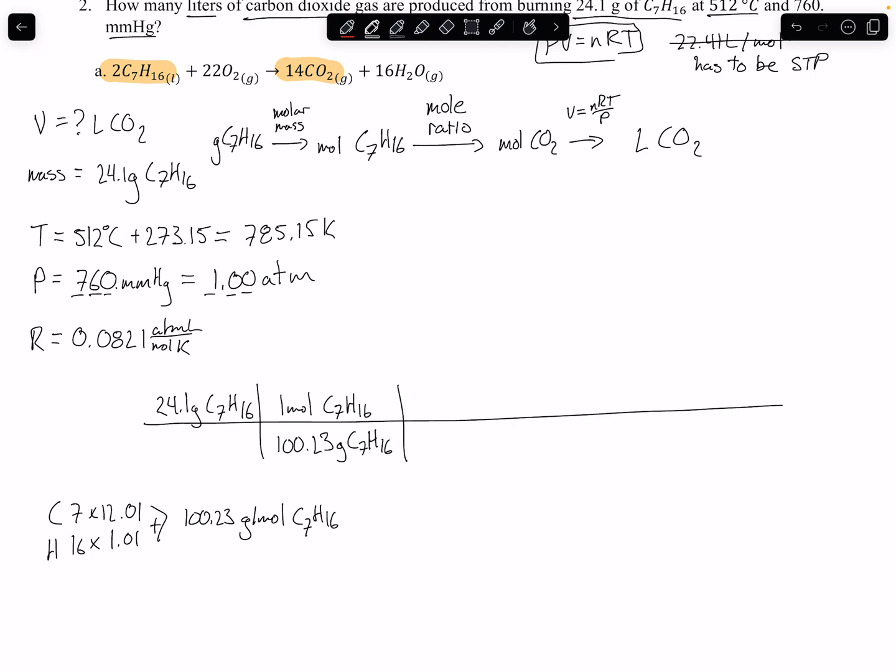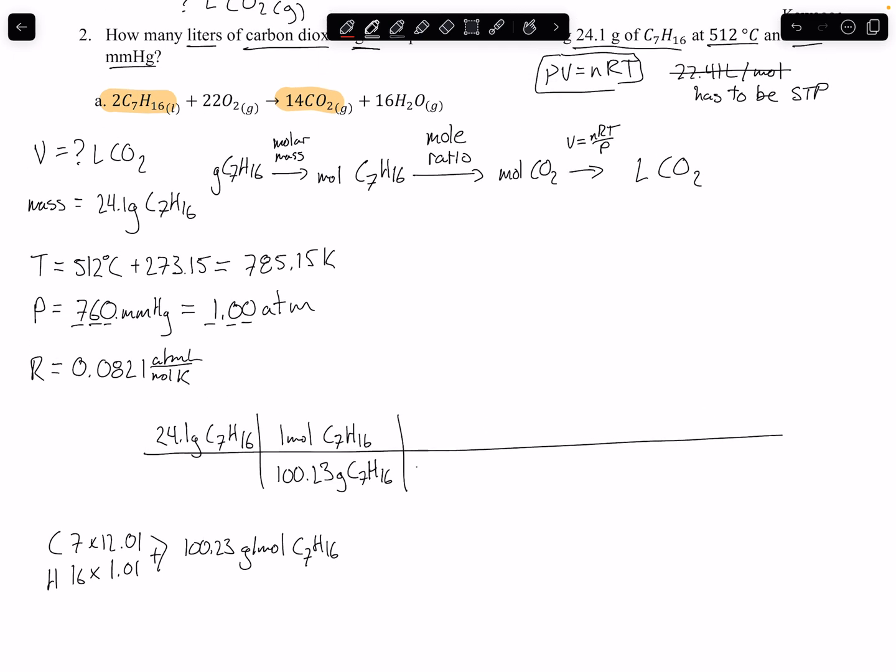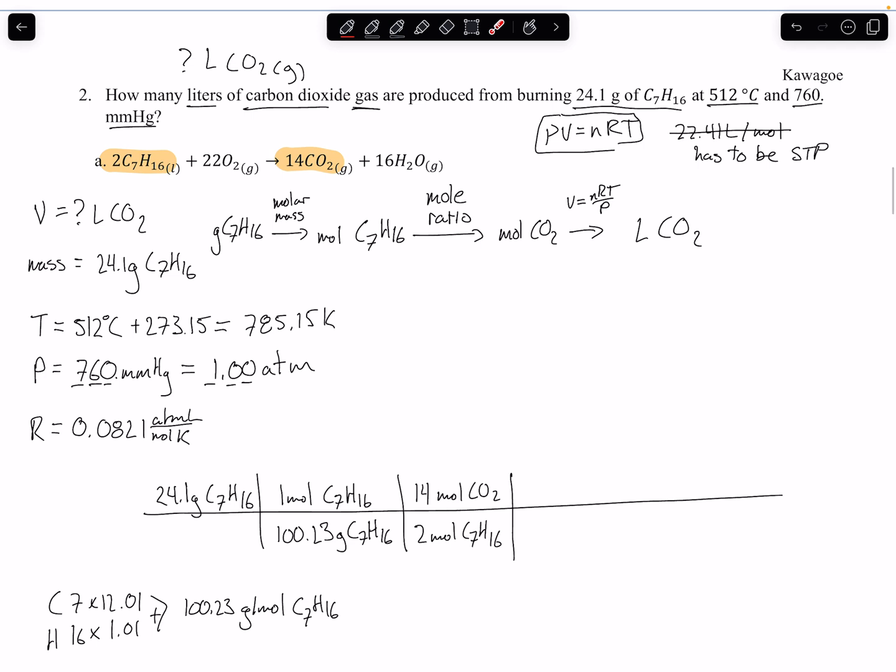Okay, so I've got moles now of C7H16, so I need to use a mole ratio, which comes from my balanced chemical equation that was provided. And we're converting into CO2. And now this is the part where I see a lot of people want to just immediately go to molar mass for this next step. But the next step here depends on what we're looking for.